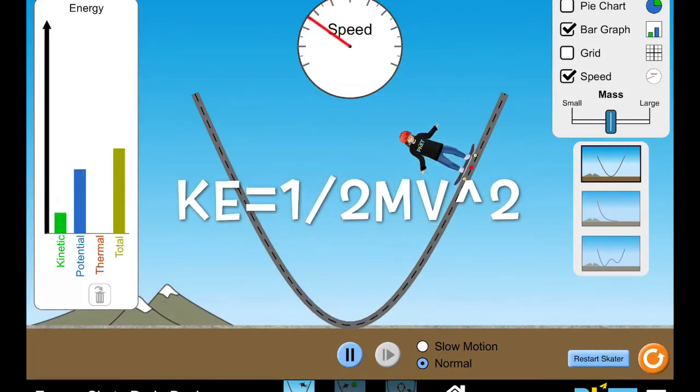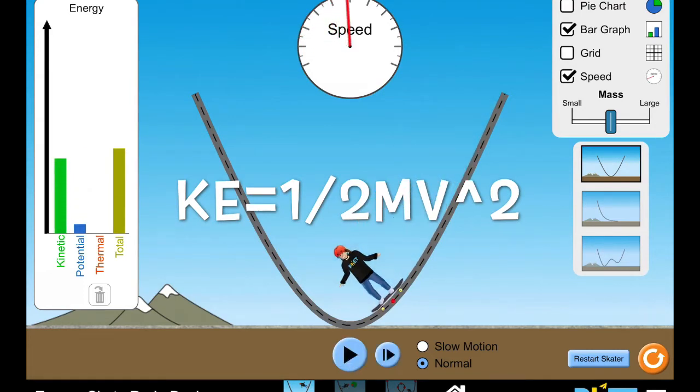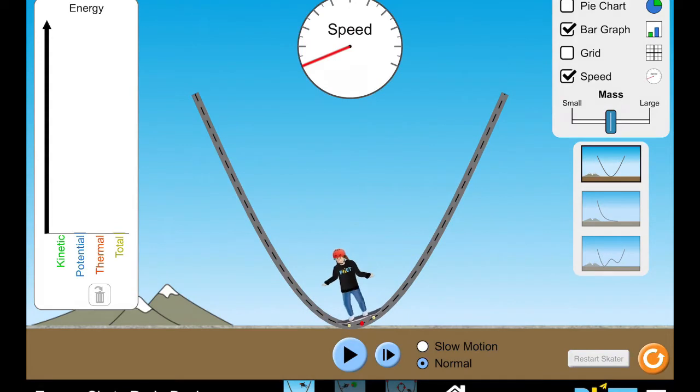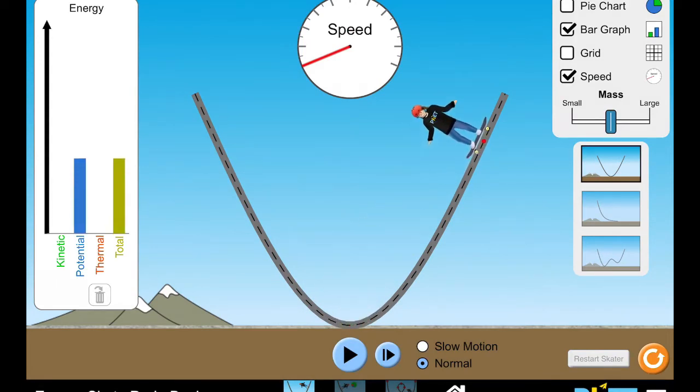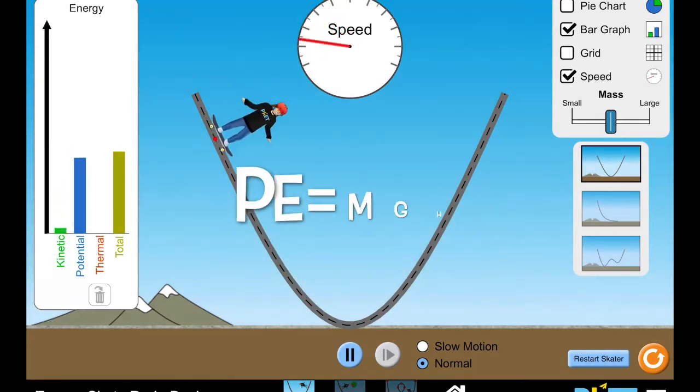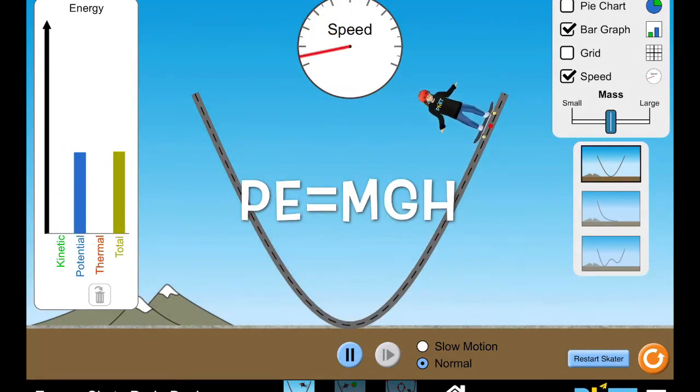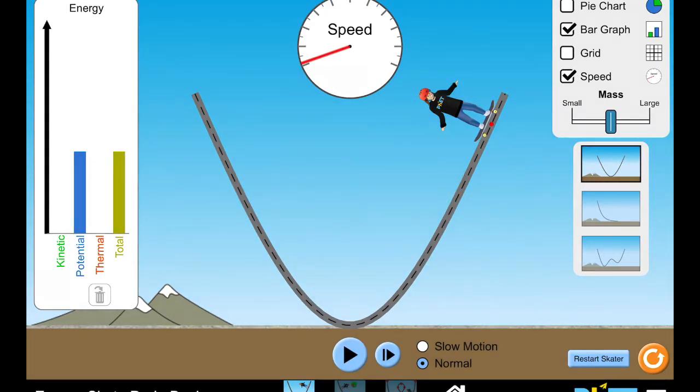Now let's look at when kinetic energy is maximum. Right now. Wait, now. There you go. As our skater's at the bottom of our ramp, our kinetic energy is maximum. Where's our potential energy maximum? Right here, at the top of the ramp. Notice there's no speed at this point and no kinetic energy.